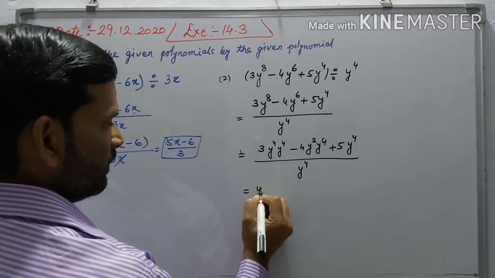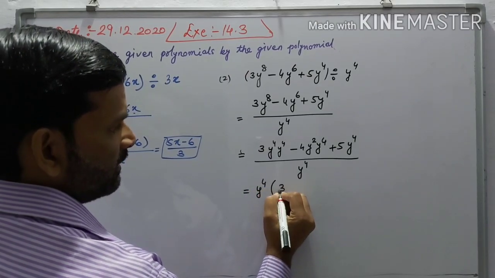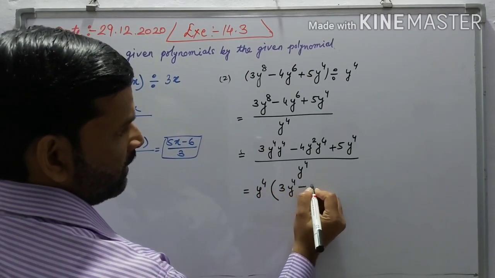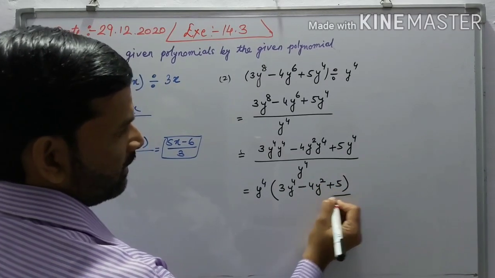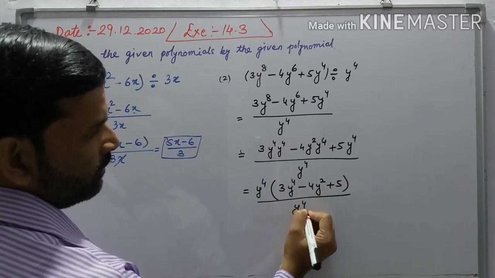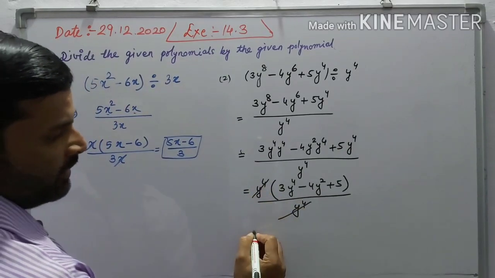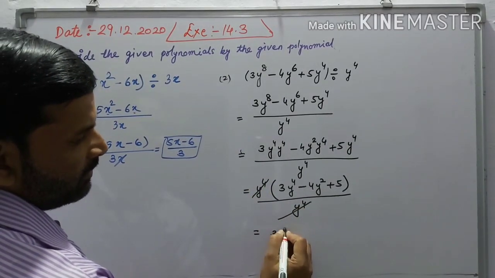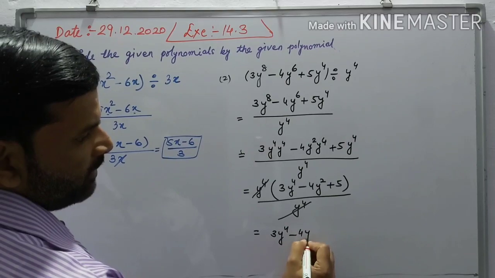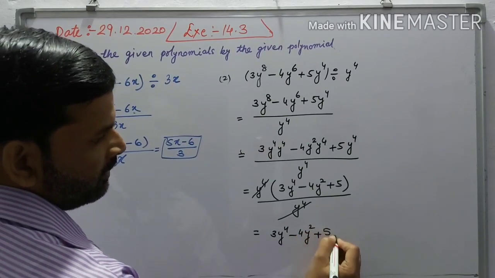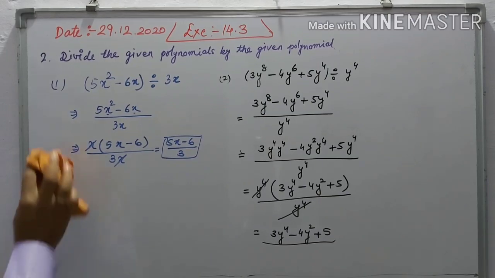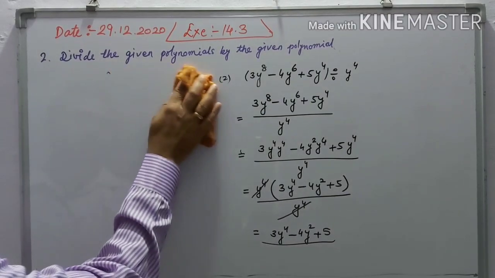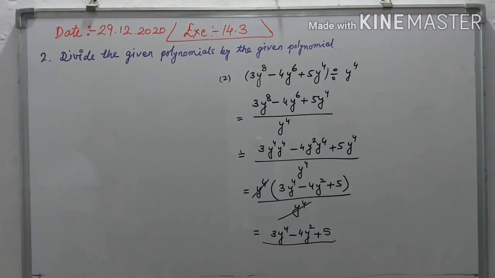Taking y^4 common, we write 3y^4 minus 4y^2 plus 5 upon y^4. The y^4 cancels. The answer is 3y^4 minus 4y^2 plus 5. So after division the answer is 3y^4 minus 4y^2 plus 5. Okay.